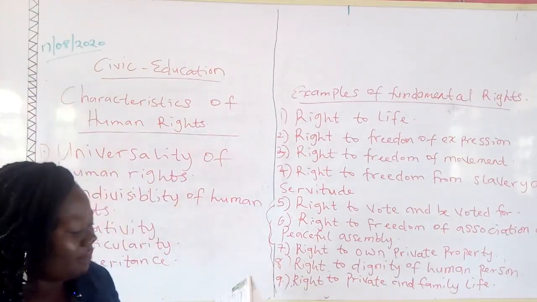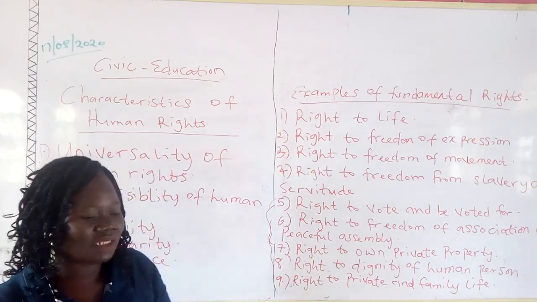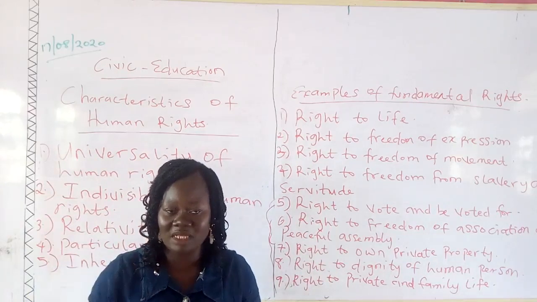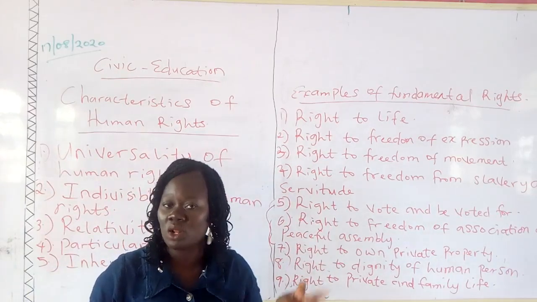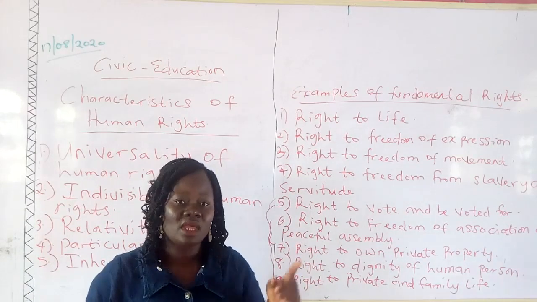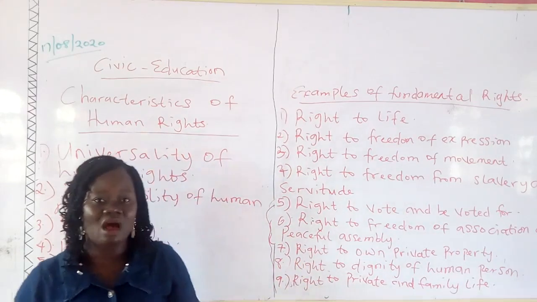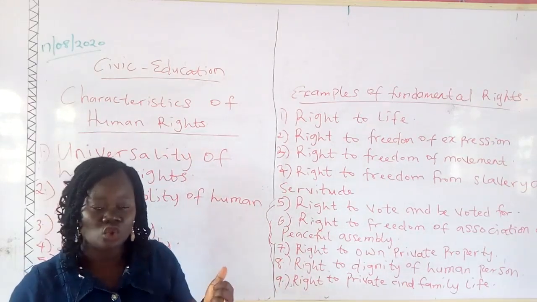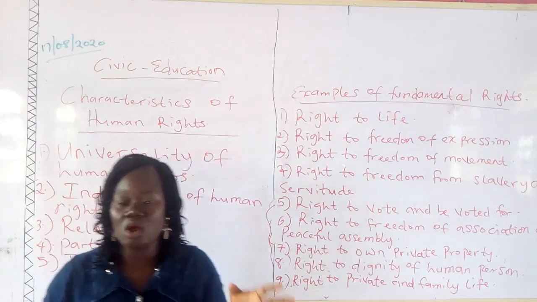Okay, because of our time, I want us to quickly look at the different classifications of fundamental human rights. We have 3 major classifications. We have the civic and political rights, the economic and social rights, and then the environmental rights. 1, the civic and political rights. 2, the economic and social rights. And 3, the environmental rights.